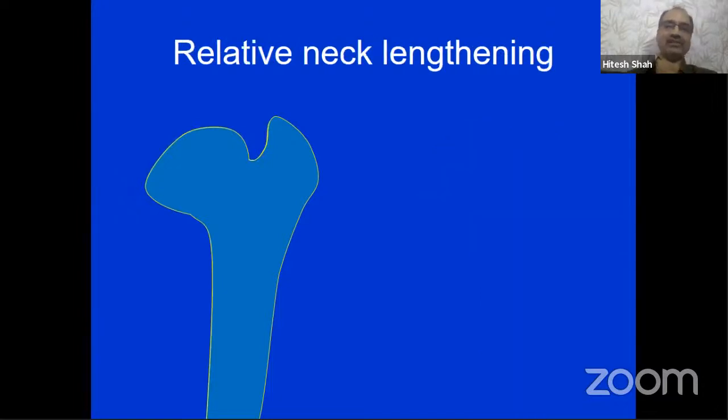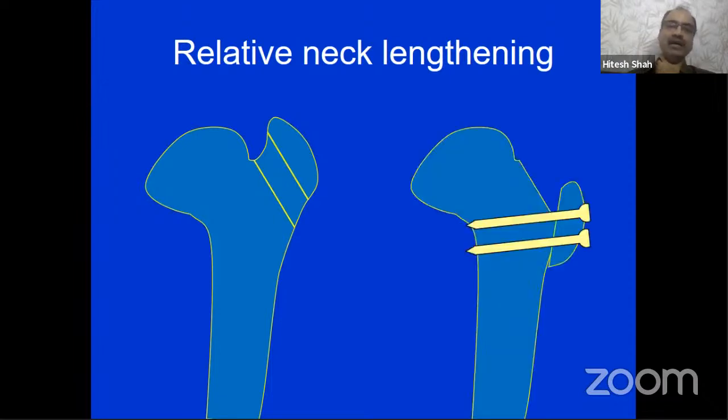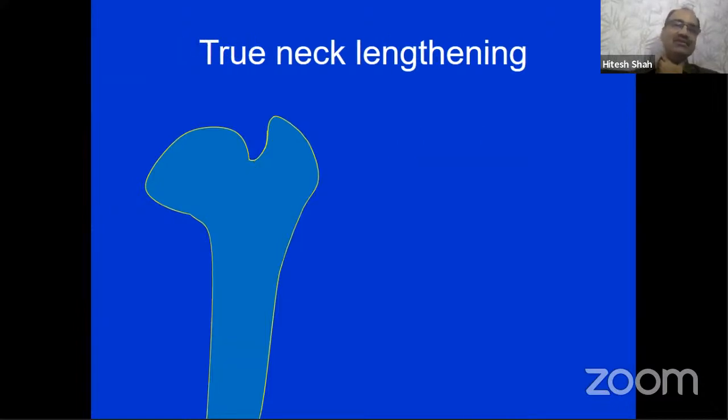That's a trochanteric transfer. So what is the relative neck lengthening? We make the cut similar to the trochanter transfer, but we remove the middle part and transfer it laterally and distally, getting a relative neck lengthening. The neck is removed, so it would not cause any impingement in abduction. That is a relative neck lengthening.